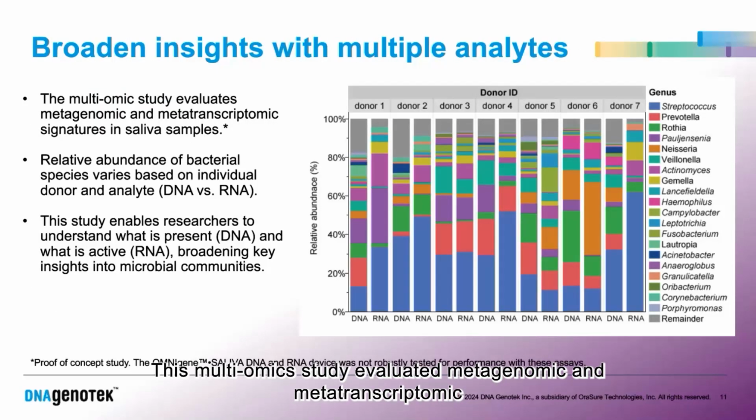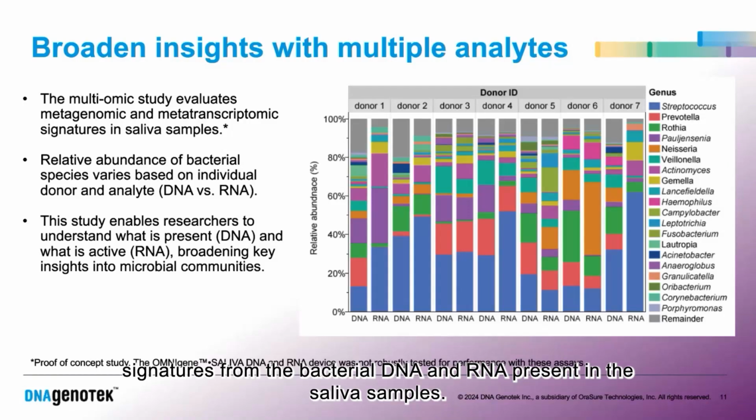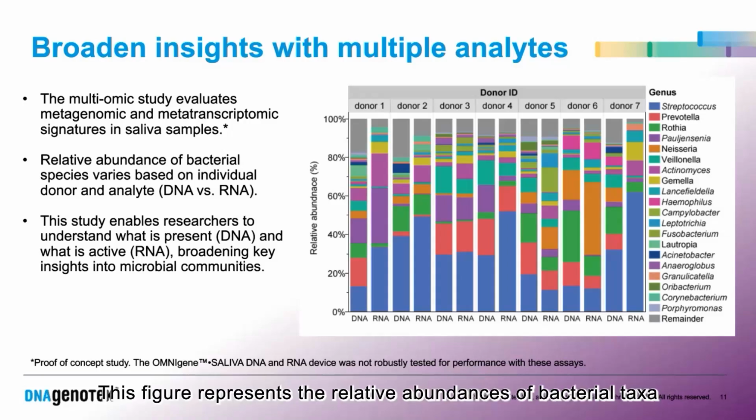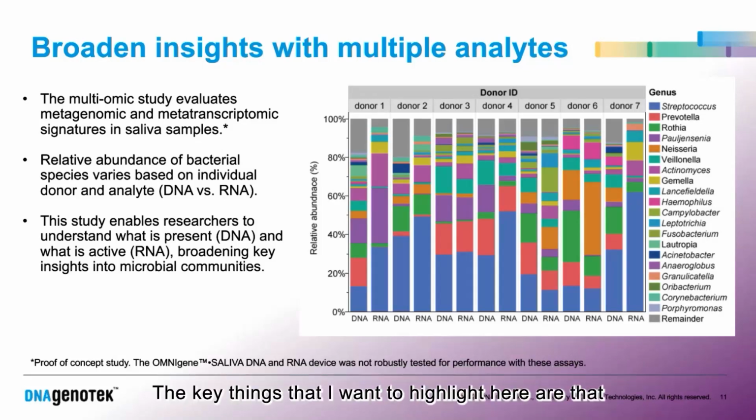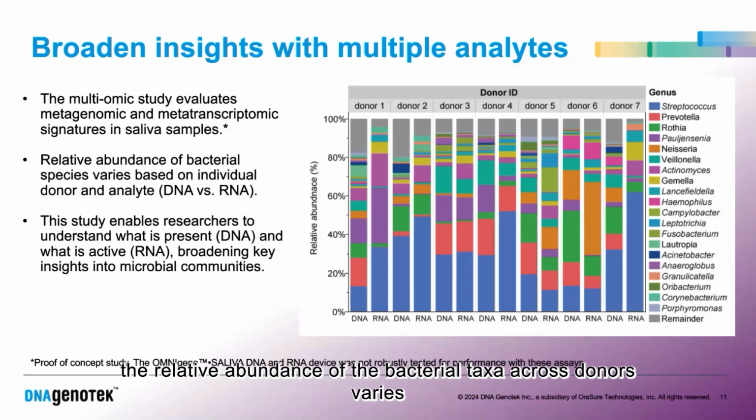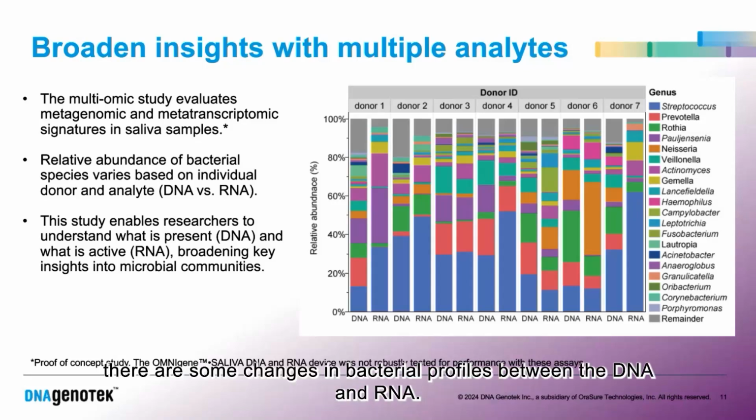This multi-omic study evaluated metagenomic and metatranscriptomic signatures from the bacterial DNA and RNA present in the saliva samples. This figure represents the relative abundances of bacterial taxa across the 7 donors for the corresponding DNA and RNA samples. The key things that I want to highlight here are that the relative abundance of the bacterial taxa across donors varies, and that within a single donor, there are some changes in bacterial profiles between the DNA and RNA analytes.